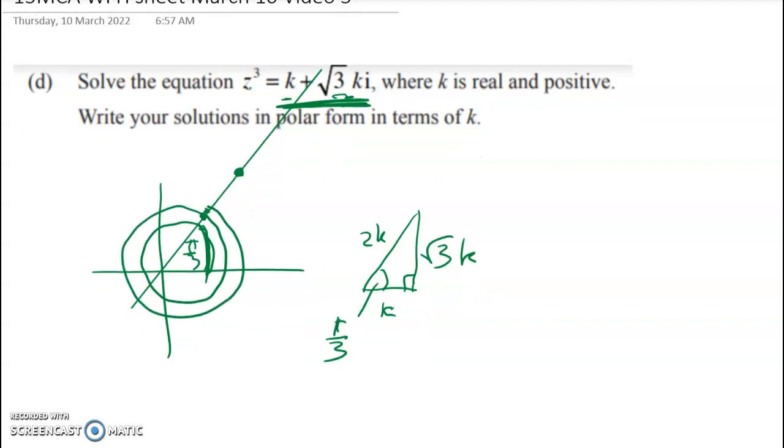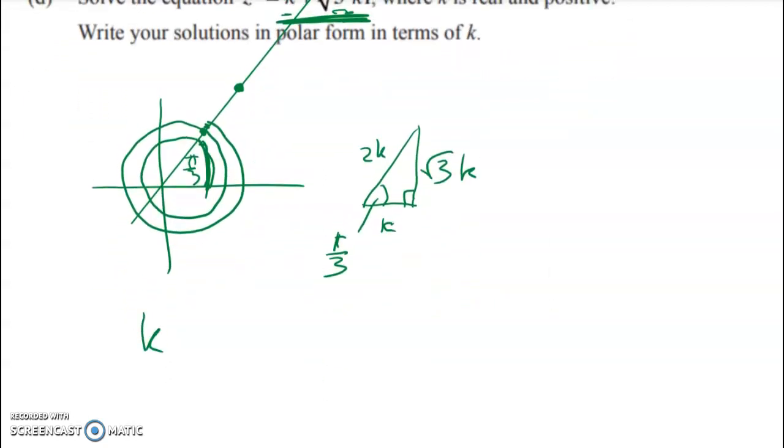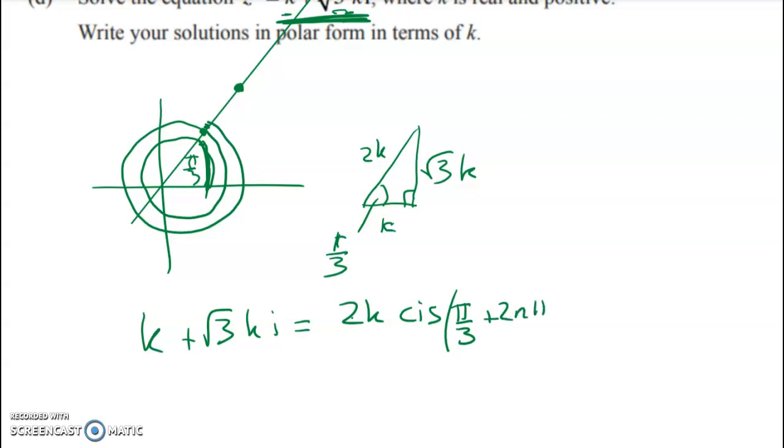So when I go to write k plus root 3 ki, I'm going to write it as 2k cis pi on 3 plus 2n pi. Now we've done lots of these now, I feel like, so if you're not getting this step, please can you send me an email and we can maybe do a Google Meet or some one-on-one work somehow.